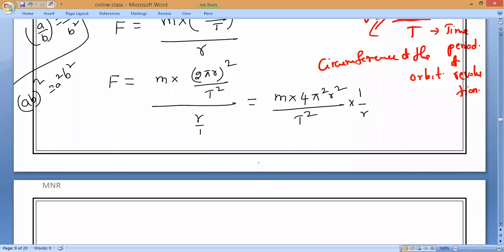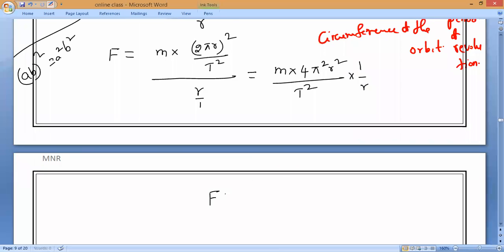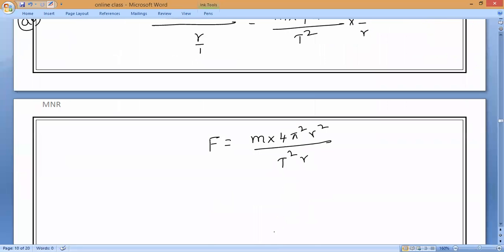So what is the final formula now? Everybody answer. So F is equal to M into 4 pi square R square divided by T square into R, T square R. Is it okay, Hari? Ready? Gokul? Sulabha? Is it right or wrong? Yes, sir. Everybody? Any doubt? Clear, guys? Hitakshri? Yes, sir.